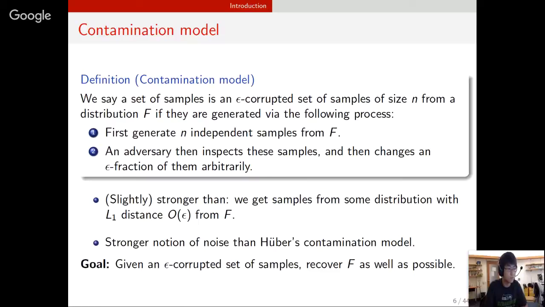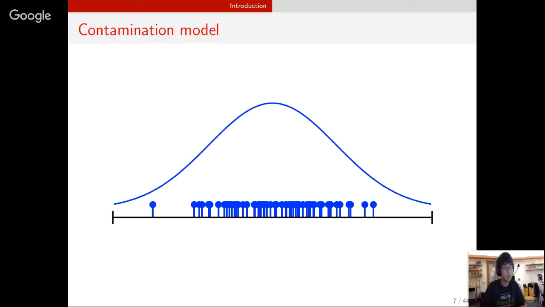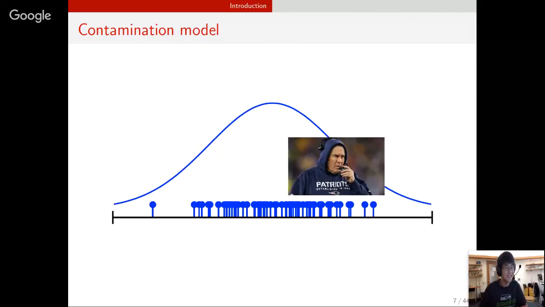Okay. So here's a picture of what's going on. What I have here are IID samples. These blue dots are IID samples from this Gaussian in one dimension, say, and these are just good old nice samples. Now I give these samples to a very powerful but also very evil adversary. This is head coach Bill Belichick of the New England Patriots. If you're not a football fanatic like me, you just need to know that this guy fits the character. Anyways, you give the samples to this guy, and he's allowed to change an epsilon fraction of them any way he wants.